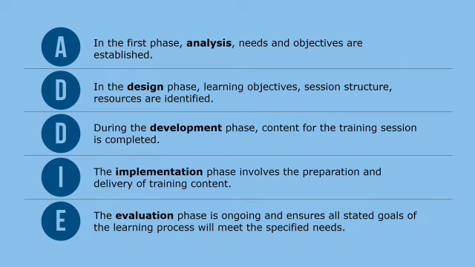When developing your training content, it's important to know and understand the most basic training tool used by professional trainers. It's called the ADDIE model. The ADDIE model is a generic, systematic, step-by-step framework that trainers use to develop great training initiatives. In the first phase, analysis, needs, and objectives are established. In the design phase, learning objectives, session structure, and resources are identified. During the development phase, content for the training session is completed. The implementation phase involves preparation and delivery of training content. And finally, the evaluation phase is ongoing and ensures that all stated goals of the learning processes will meet specific needs.